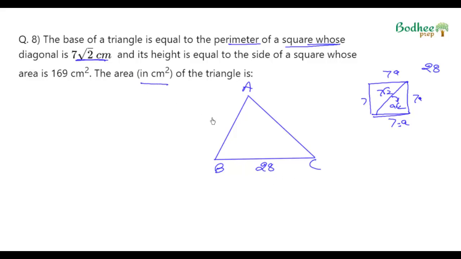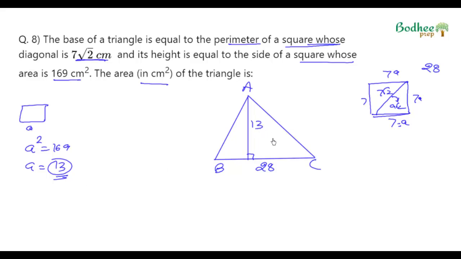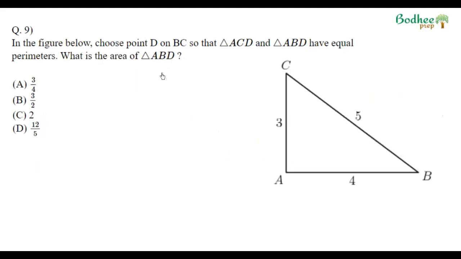Now we need to find the area. For that we need the height, and some information is given about the height as well. It says that the height is equal to the side of the square whose area is this. So if I take a square whose side is a, then the area is a squared, which is equal to 169. So the value of a would be the square root of this, which is nothing but 13. So this is the height of this triangle. We have the height and we have the base. So the area would be half base into height, which comes out to be 182. So 182 becomes the right answer.